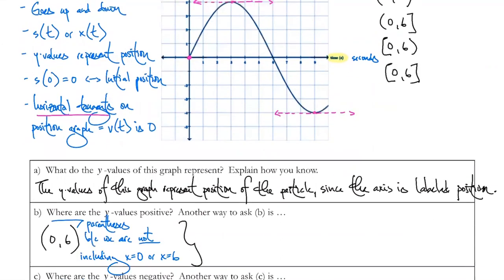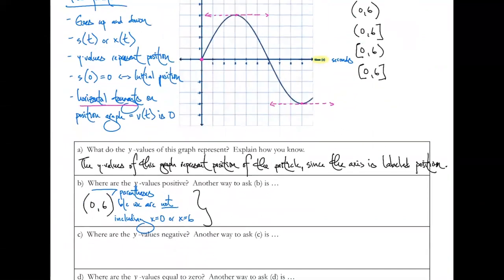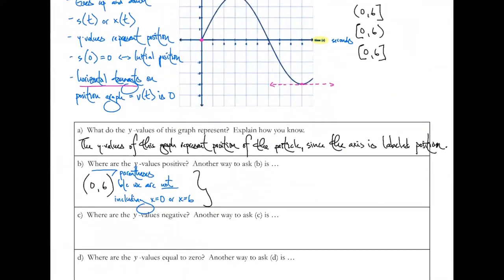All right, so that's where the y values are positive, and the y values are negative, not including 6, all the way to 10. Now, do we include 10 or not? Or should we include 10 or not? All right, I see a no. I see a yes. Ooh.